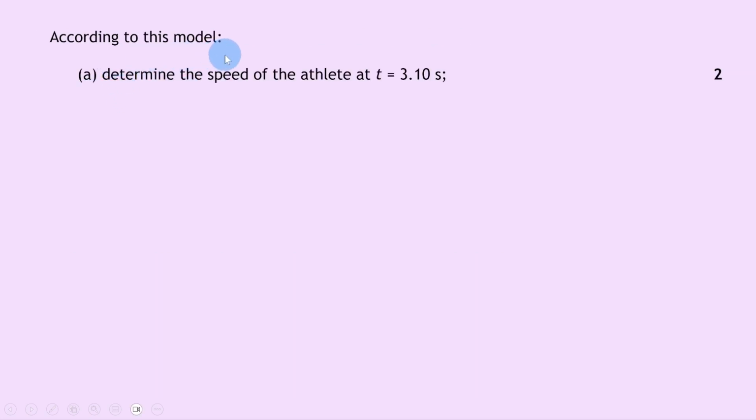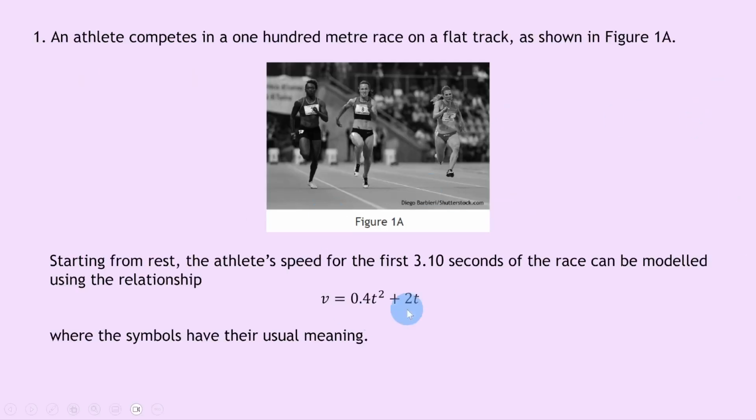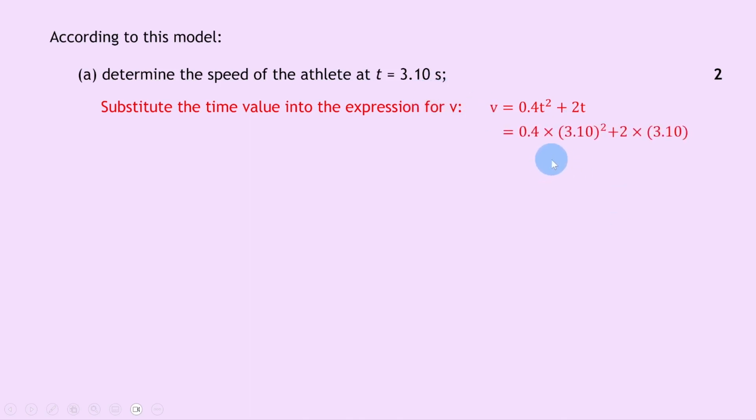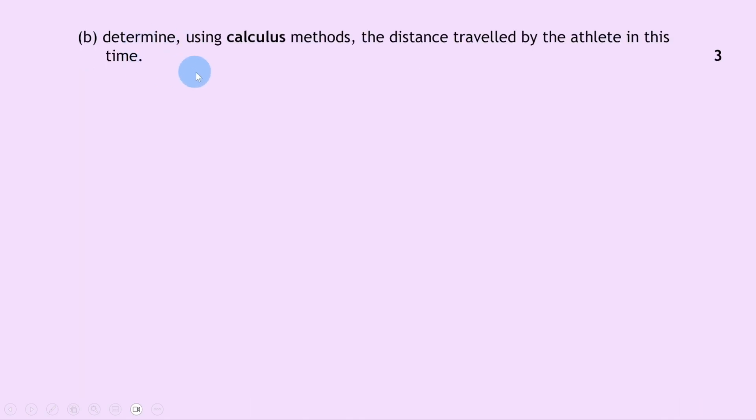It then says, according to this model, for part A, determine the speed of the athlete at time t equals 3.10 seconds, and you'll see there's 2 marks available. Well, we're already given an expression for the velocity v, so let's just sub in the time value to find what v is. So if we start with v equals 0.4 t squared plus 2t, then we can substitute in t equals 3.10 seconds, so that becomes 0.4 times 3.10 squared plus 2 times 3.10, and putting that into your calculator should give you an answer of 10.0 metres per second.